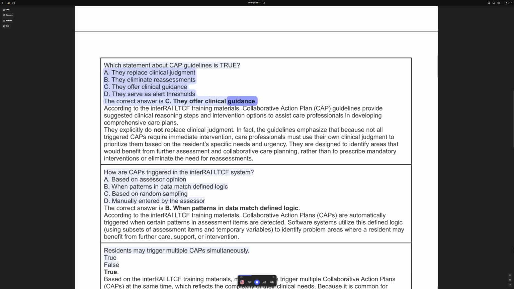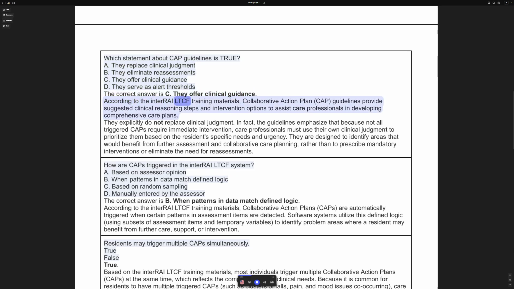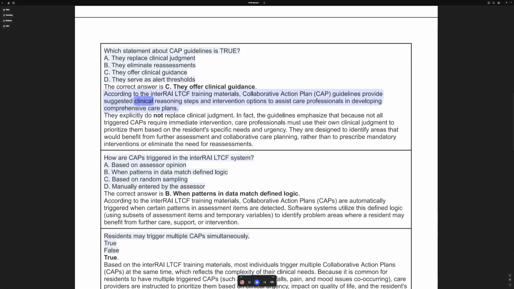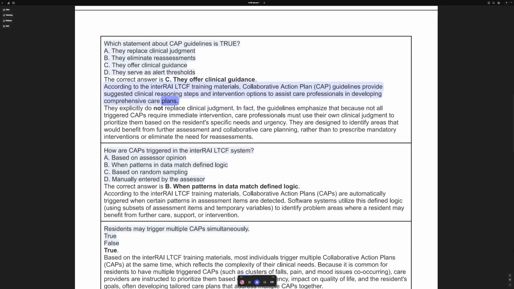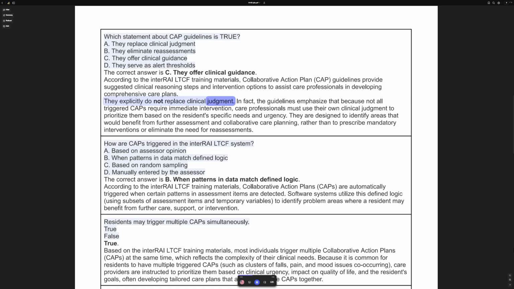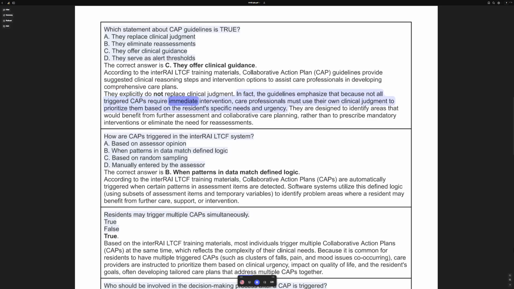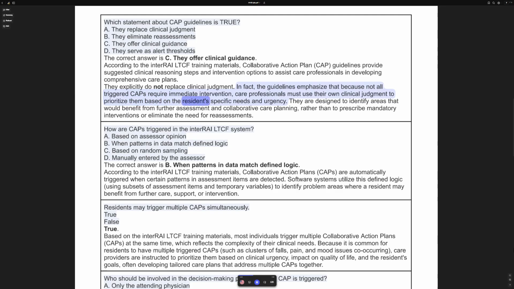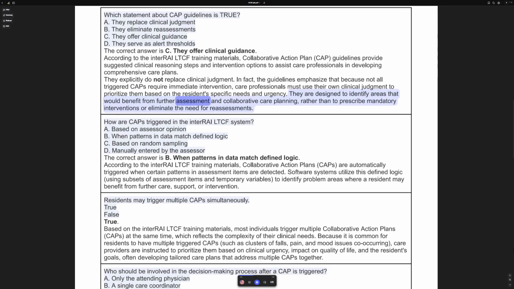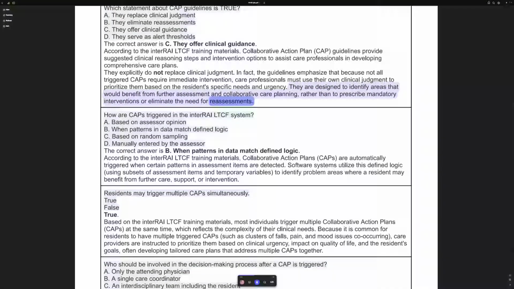They offer clinical guidance. According to the RAI training materials, Collaborative Action Plan, CAP, guidelines provide suggested clinical reasoning steps and intervention options to assist care professionals in developing comprehensive care plans. They explicitly do not replace clinical judgment. In fact, the guidelines emphasize that because not all triggered CAPs require immediate intervention, care professionals must use their own clinical judgment to prioritize them based on the resident's specific needs and urgency. They are designed to identify areas that would benefit from further assessment and collaborative care planning, rather than to prescribe mandatory interventions or eliminate the need for reassessments.